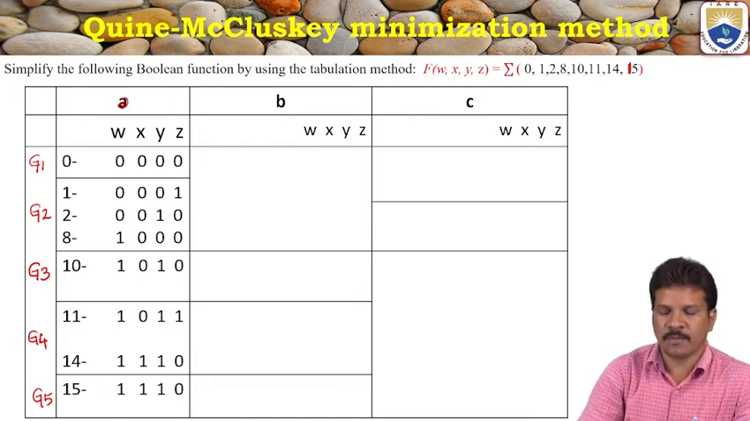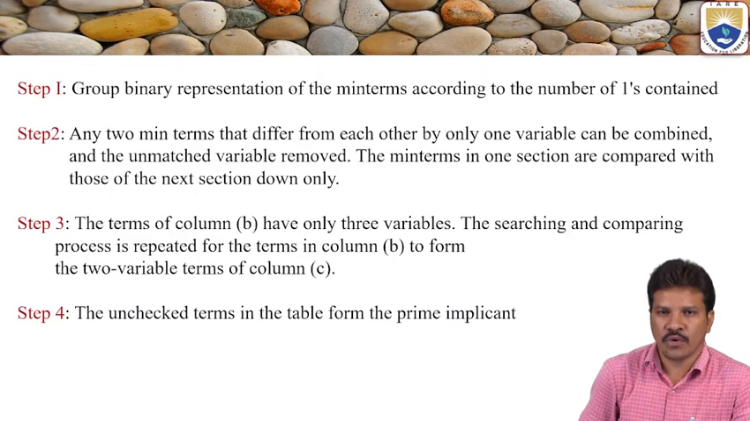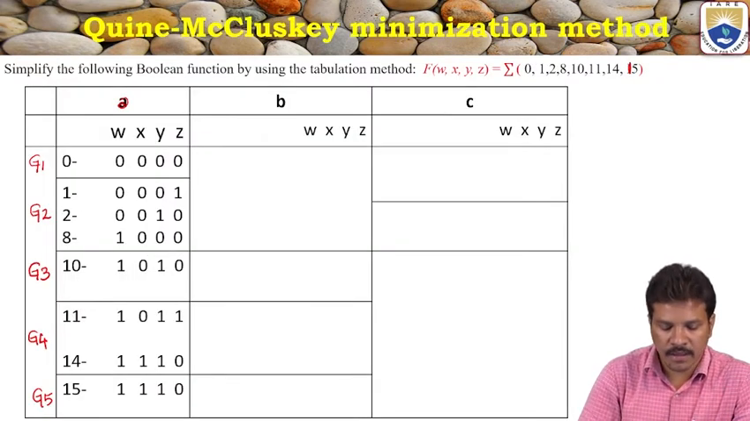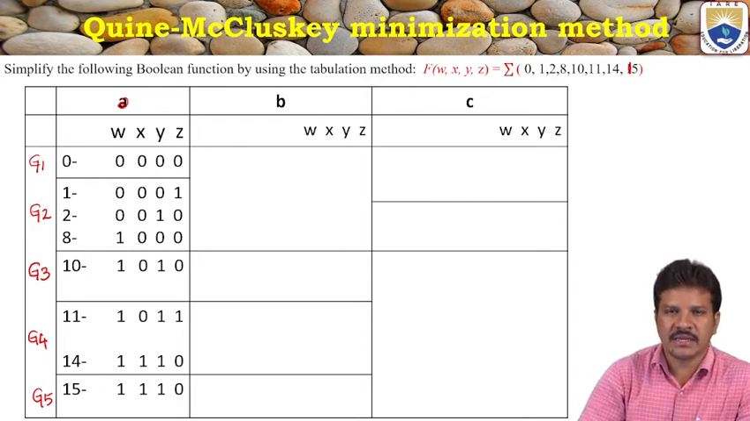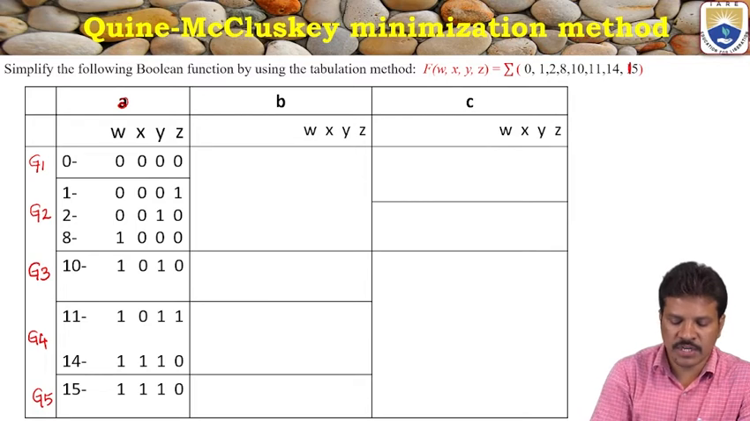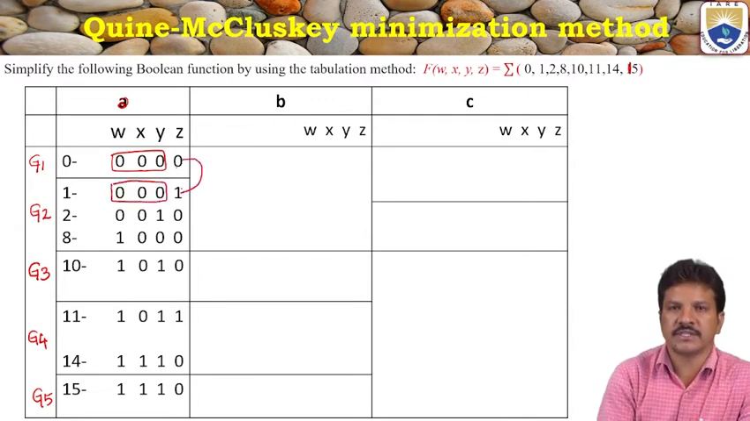What is the next step? Step 2: the exhaustive search process starts. Take the first group and compare it with the next group down only. Group 1 is compared with group 2. While we compare these 2 groups, check for a one-variable change. When we check this, here 3 bits are zeros and 3 bits are zeros, with only 1 bit changed.